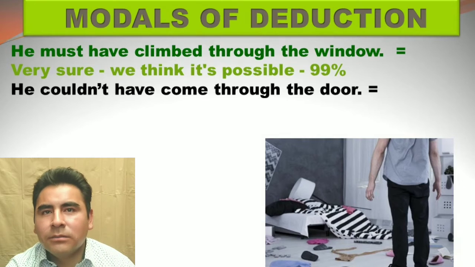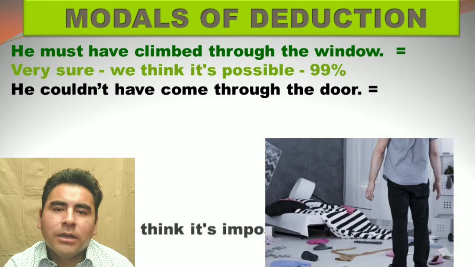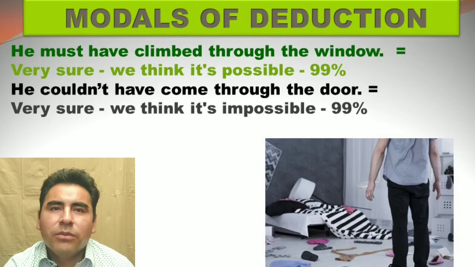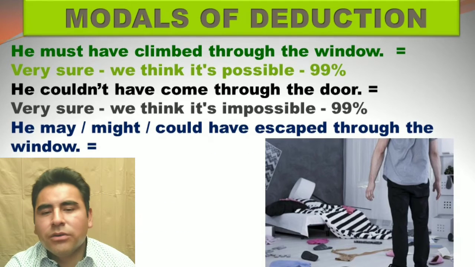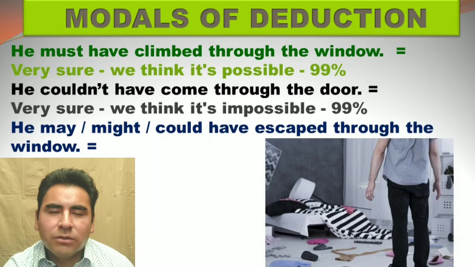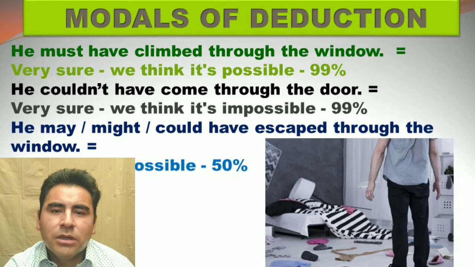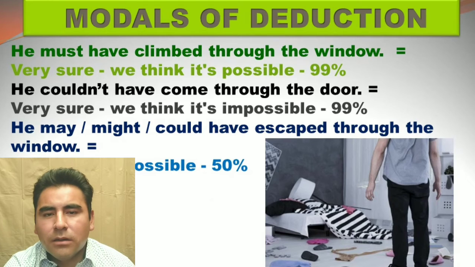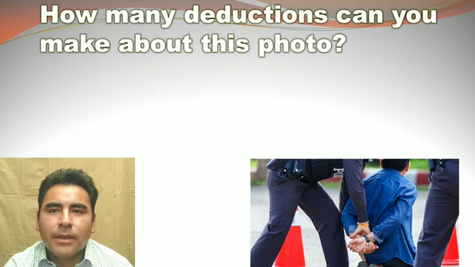He couldn't have come through the door, because we're very sure it's not possible, as the door was not forced, as I mentioned. He could have escaped through the window. That's another possibility. But talking about those modals of deduction, we mentioned it is 50%, by the way.